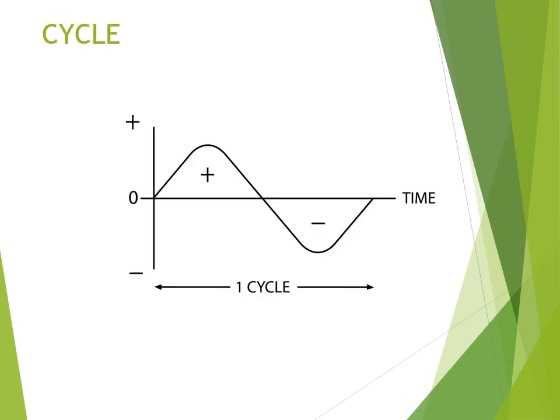In part A, we're going to start by talking about the cycle. The cycle is otherwise known as a wave, and the wave has two pulses. It has a positive pulse and a negative pulse. So in one cycle, you have two pulses. In the United States, we have 60 cycles per second of frequency. 60 cycles per second.